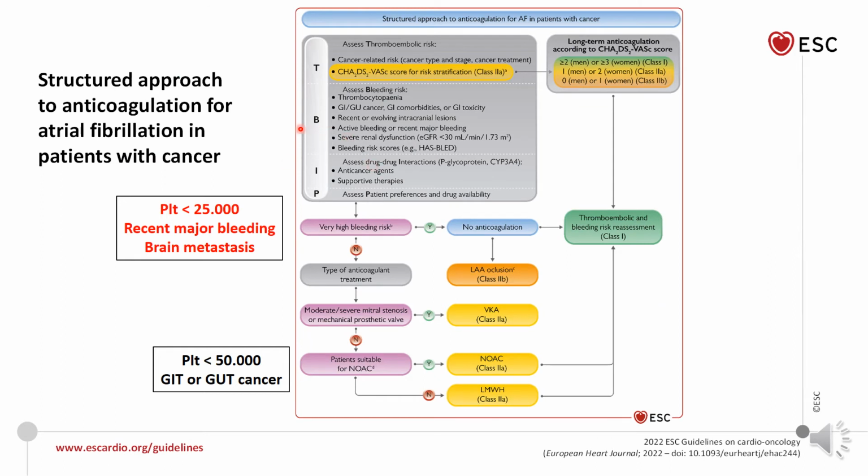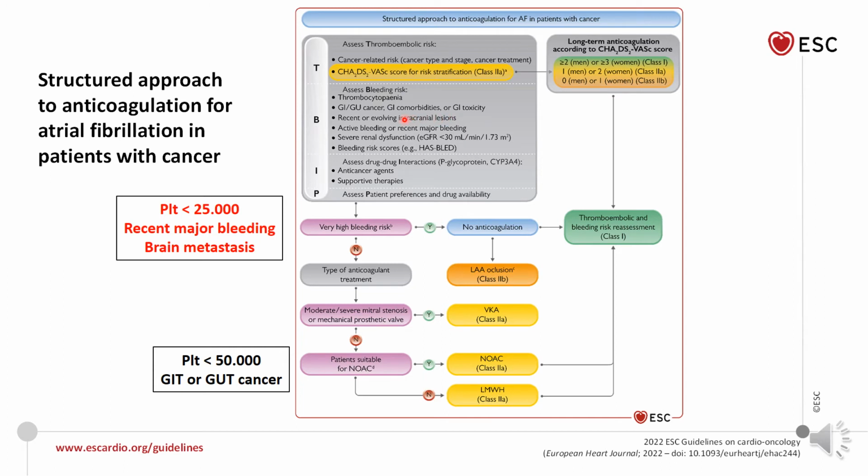So, what if our patient develops atrial fibrillation? This cohort of patients has both increased thrombotic risk and high bleeding risk. So it should be an individualized approach depending on the patient's thrombotic risk, noting that the CHA2DS2-VASc score underestimates the risk in cancer patients. So we can see here that even if the CHA2DS2-VASc score is 0, anticoagulation might be considered with class 2.